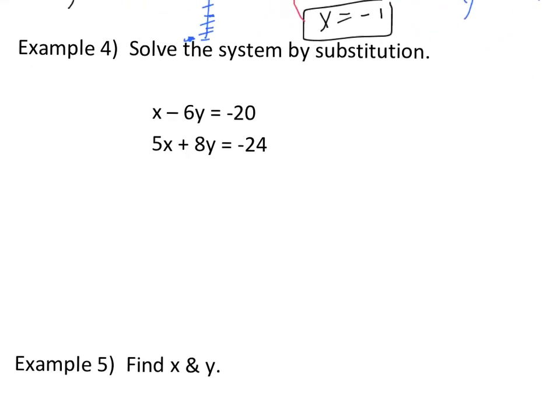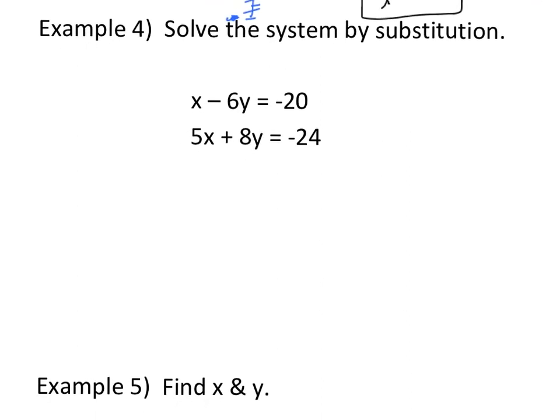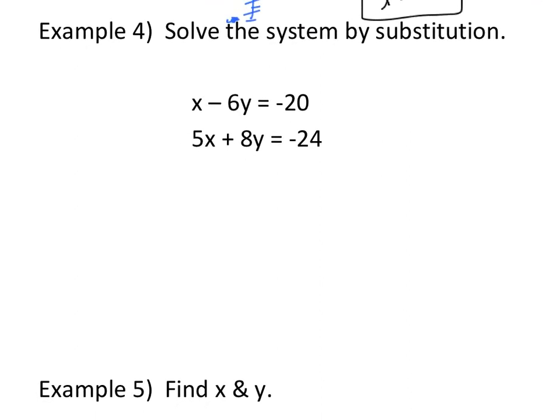Another one. Again, looking at them carefully, which variable would be easiest to solve for? That would be this one. No number in front of it, and it's positive. So I will add 6y to both sides, and we will end up with x equals 6y minus 20. Notice that we don't always have to solve for y. It's whatever variable is easiest to solve for.